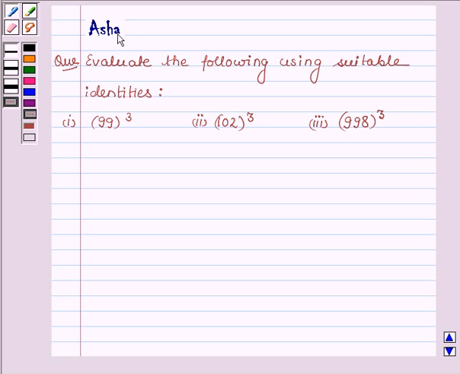I am Asha and I am going to help you solve the following problem which says, evaluate the following using suitable identities. So first let us learn two identities which will help us to solve the following problem.